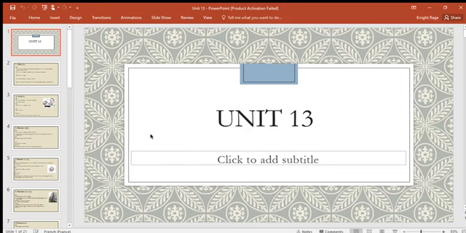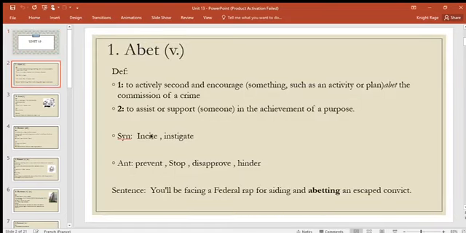Okay, today we are going to start Unit 13. So please open your books, page 166. Okay, let's get started. Word number 1, abet.